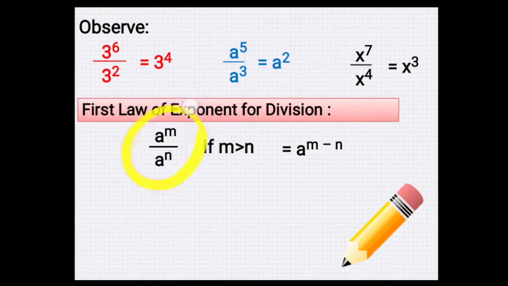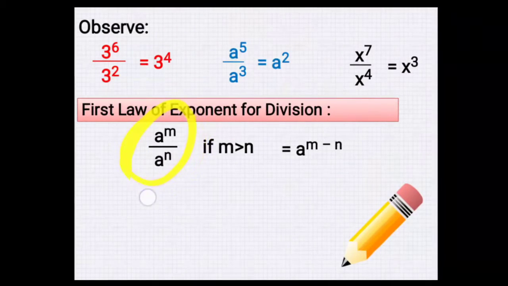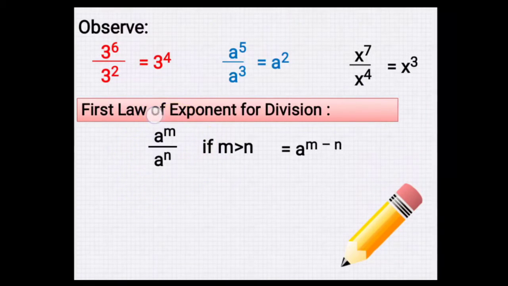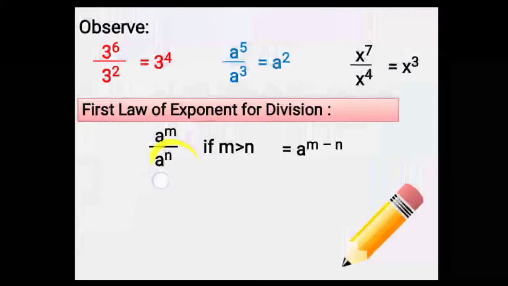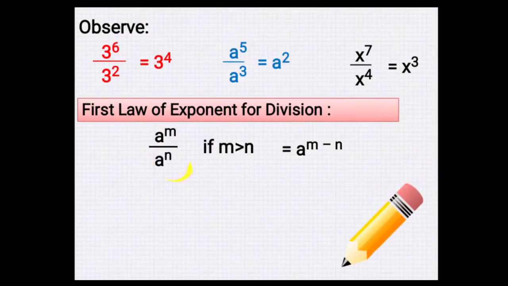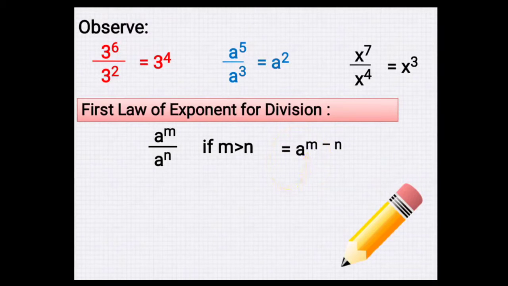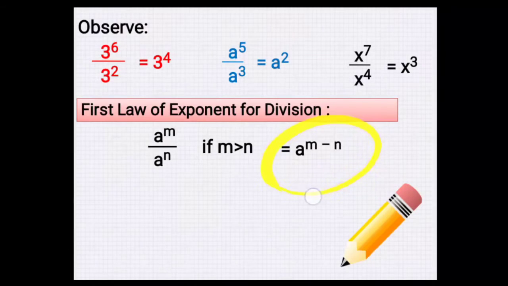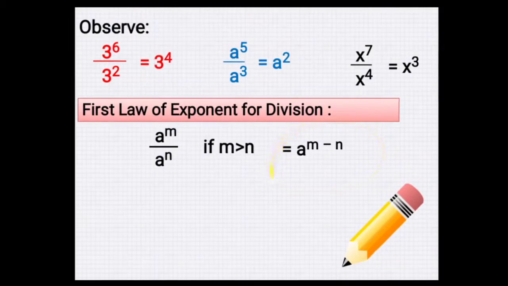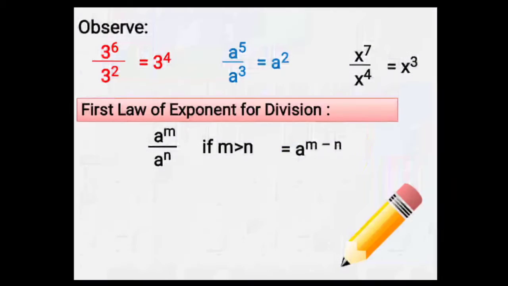okay, knowing that the bases of the given, the numerator and the denominator, are the same, you have to take a look at their exponents. If the exponent of the numerator is greater than the exponent of the denominator, therefore, copy the same base, that is a, then subtract their exponents. So, m minus n. Therefore, our answer is a to the m minus n power.